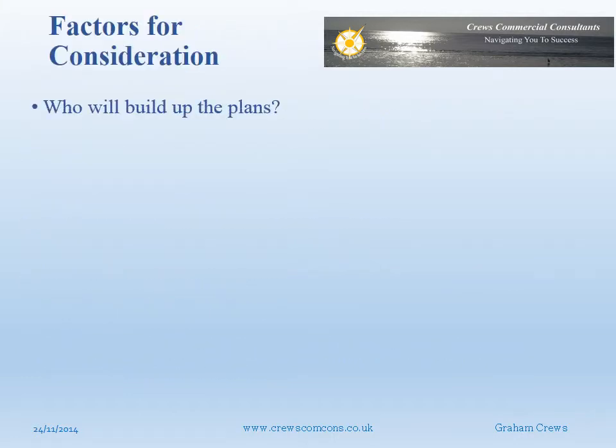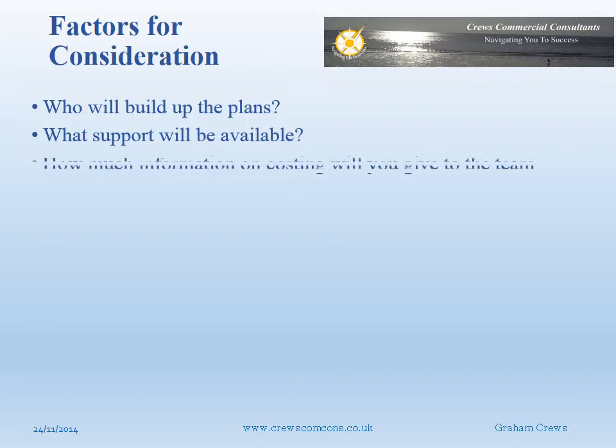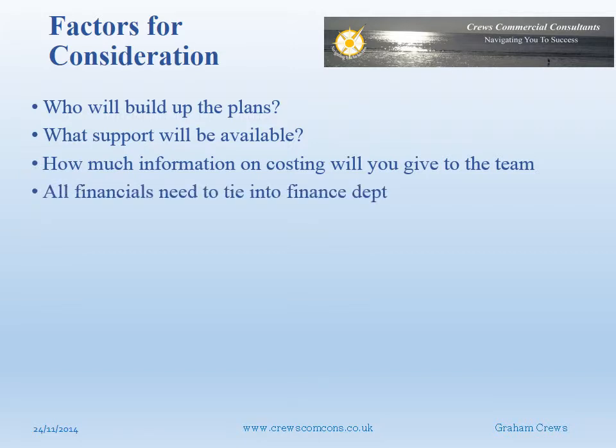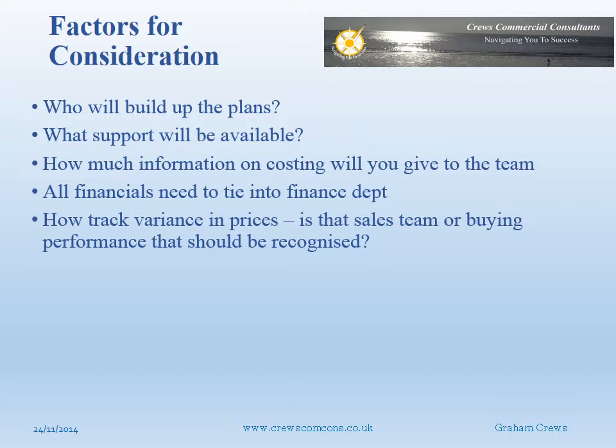Factors to take into consideration: who's going to build up the plans, what support will be available in terms of marketing help, understanding interactions, and also IT support. How much costing information will you give the team? Will you give them costs? All financials need to tie into the finance department, I think. How do you track variances and prices? Does a price reduction benefit the sales team, or does it benefit the buying team?